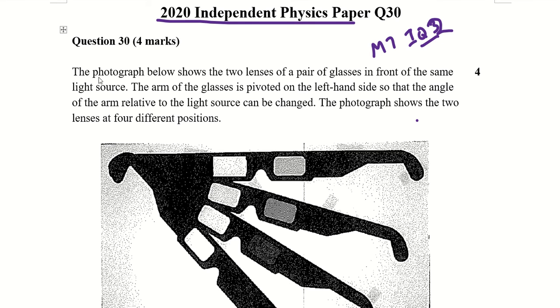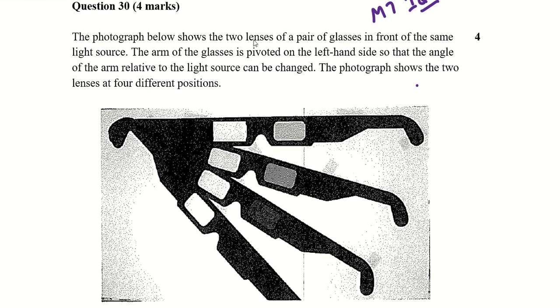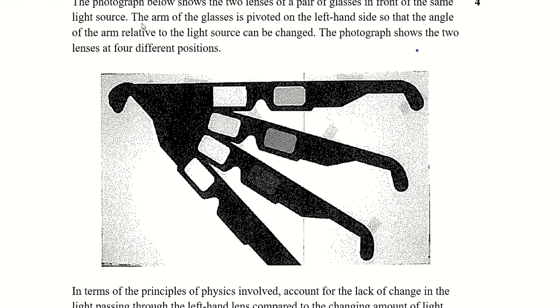In this question we have: the photograph below shows two lenses of a pair of glasses in front of the same light source. The arm of the glasses is pivoted on the left hand side so that the angle of the arm relative to the light source can be changed.